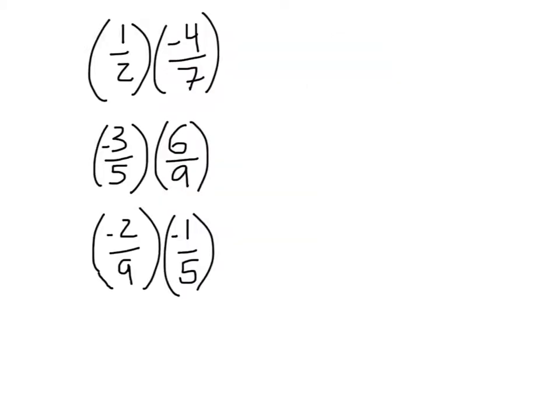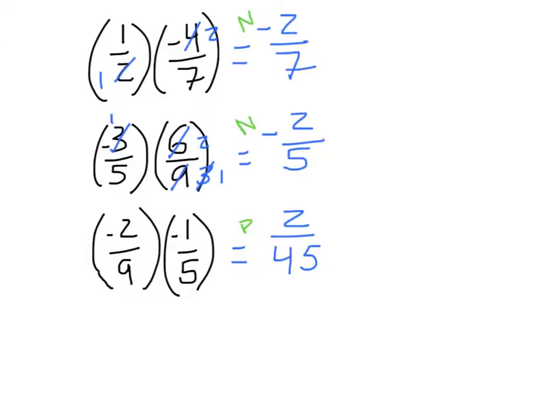Now try some on your own. Keep in mind that in one like the second example down, you could cross-simplify because you have a 3 and a 9 in your numerator and denominator, but you could also just simplify the fraction 6/9. Pause it, and when you're done, check your answers. Here are the answers. Notice that at the beginning, I labeled in green whether the answer would be positive or negative, just so I wouldn't make a mistake later on.